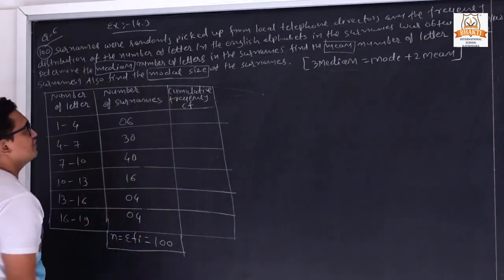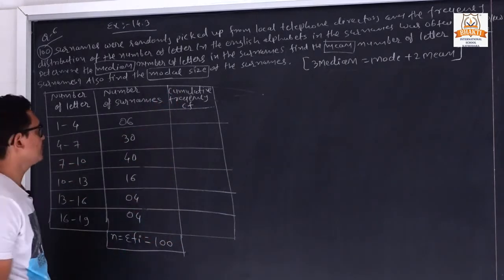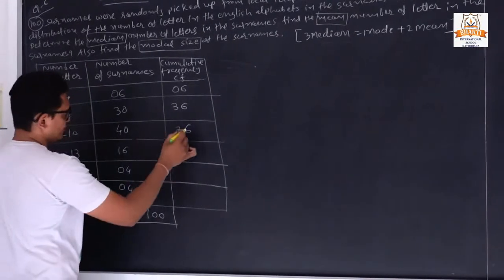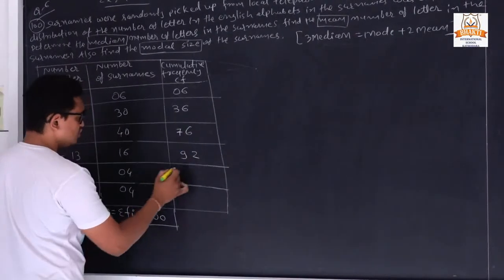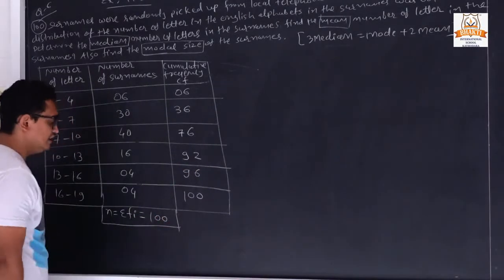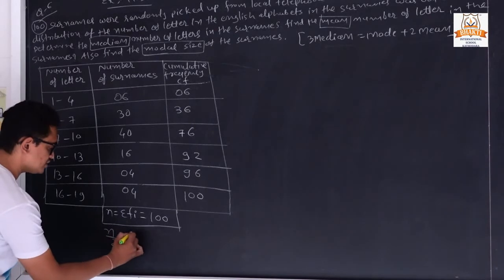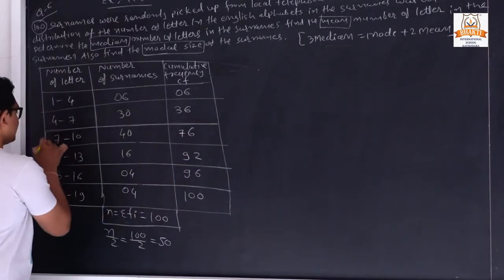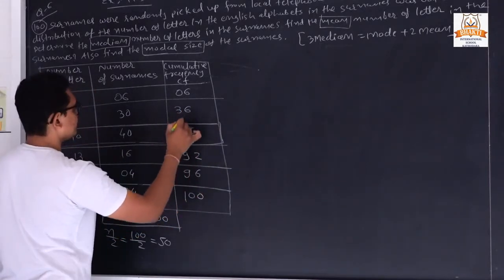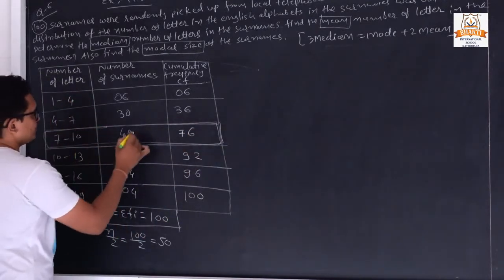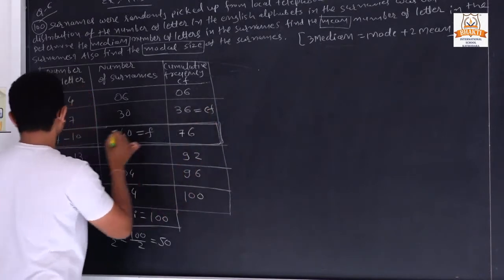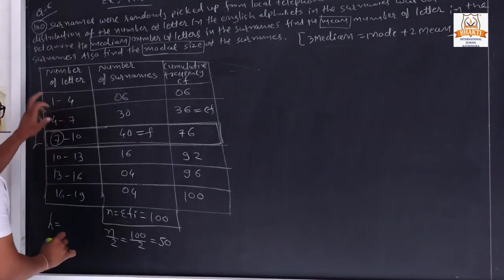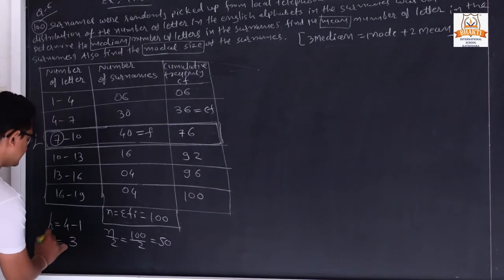For that we need to find out the cumulative frequency. So 6, then 36, then 76, then 92, 96, and 100. Now n by 2, so 100 divided by 2 will be 50. So 50 is between these two, so we are selecting that column, because 50 is between 36 and 76. So it is our F, it is our CF, it is our L. And how can we find the height? Height is equal to upper limit minus lower limit. So the answer is 3.